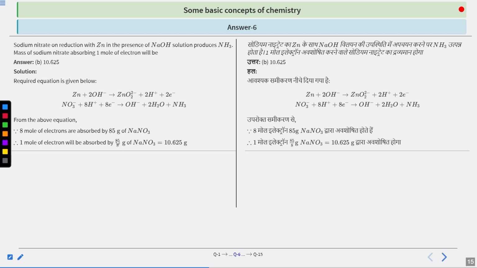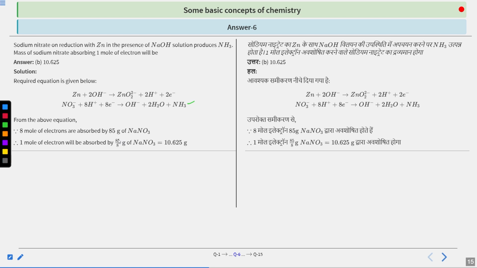So why are we doing this? We know very clearly that 85 grams of NaNO3 means 1 mole of NaNO3. According to this equation, 1 mole of NO3- requires 8 electrons. Therefore, we can write that 8 moles of electron will be absorbed by 85 gram of NaNO3, or 8 moles of electron are absorbed by 1 mole of NaNO3. Clear?